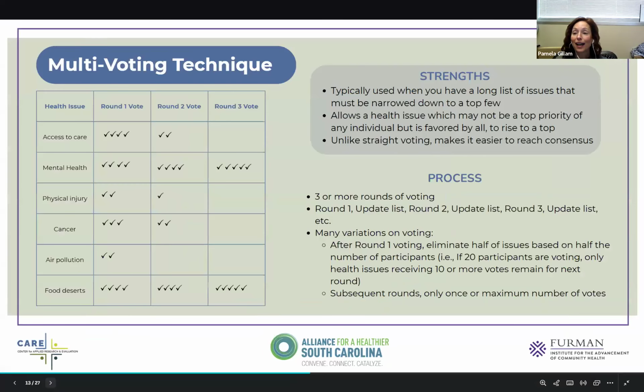So let's talk about multi-voting technique. We are going to do this one today as part of our simulated experience. The reason why I chose this particular method for today is because it's a really good one to use when you're working with a community. I really like it for a lot of reasons. Number one, it's not complicated, right?